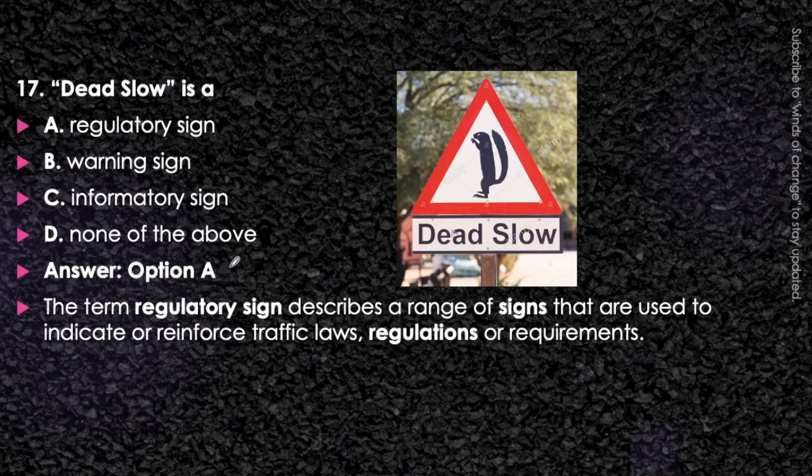And what are regulatory signs? Regulatory signs describe a range of the signs that are used to indicate or reinforce traffic laws, regulations or requirements. These are the regulatory signs. We have explained all the signs in the video of revision of traffic engineering. You can watch it from the link in the description box.